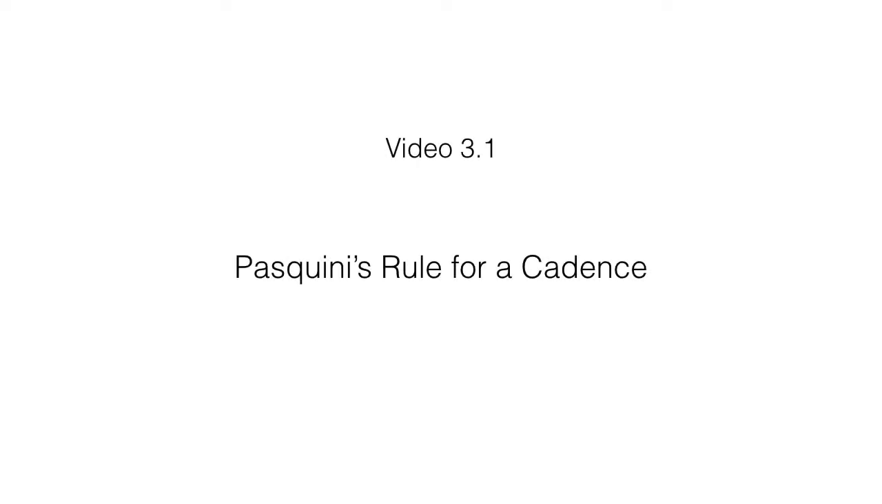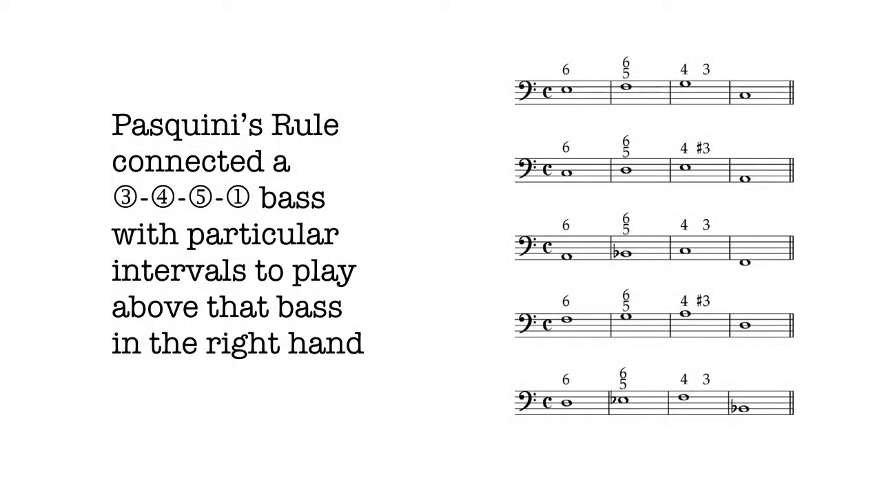Video 3.1, Pasquini's Rule for a Cadence. His rule connected a 3-4-5-1 bass with particular intervals to play above that bass in the right hand. They're indicated by Arabic numerals.